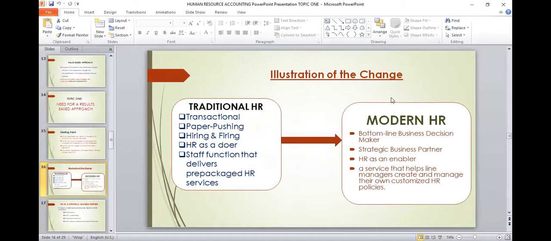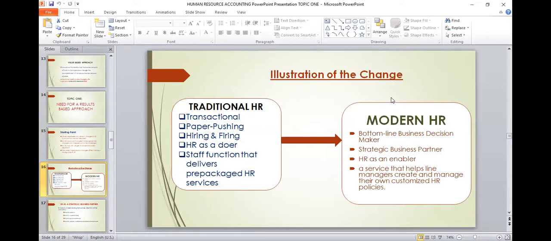So we are simply trying to trace the changes that are taking place in the human resource field. And of course, there are a lot of changes taking place in the human resource field. In the last decade, for example, HR has been moving away from the traditional approach to the modern approach. This modern approach is what we call the result-based approach.